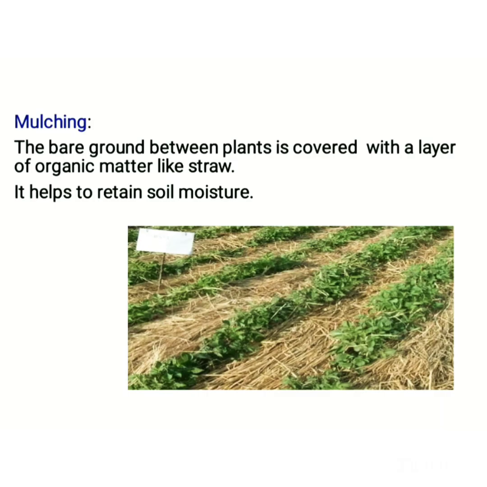First one is mulching. The bare ground between plants is covered with a layer of organic matter like straw, mostly rice straw, or dry grass. It helps to retain soil moisture. Here you can see in this picture, in between the crop, rice straw is laid. Why is it done? To retain the soil moisture.